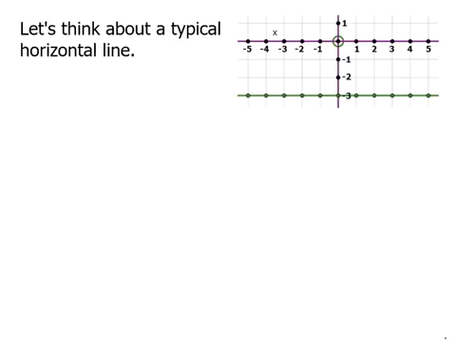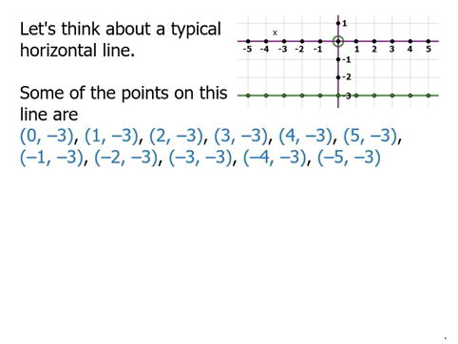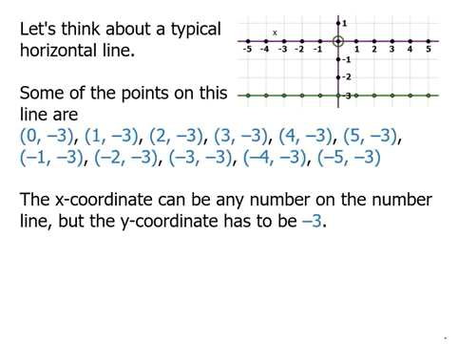Let's think about a typical horizontal line. So here's a horizontal line below the x-axis. Some of the points on this line are (0, -3), (1, -3), (2, -3), and so forth. Then (-1, -3), (-2, -3). And very, very quickly, we see there's a pattern here. The x-coordinate can be any number on the number line, but the y-coordinate has to be -3. They all have the same y-coordinate.